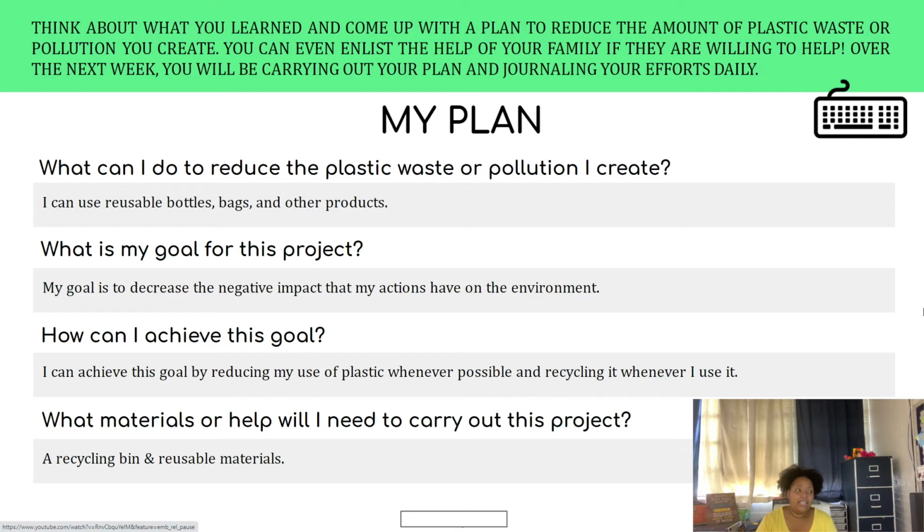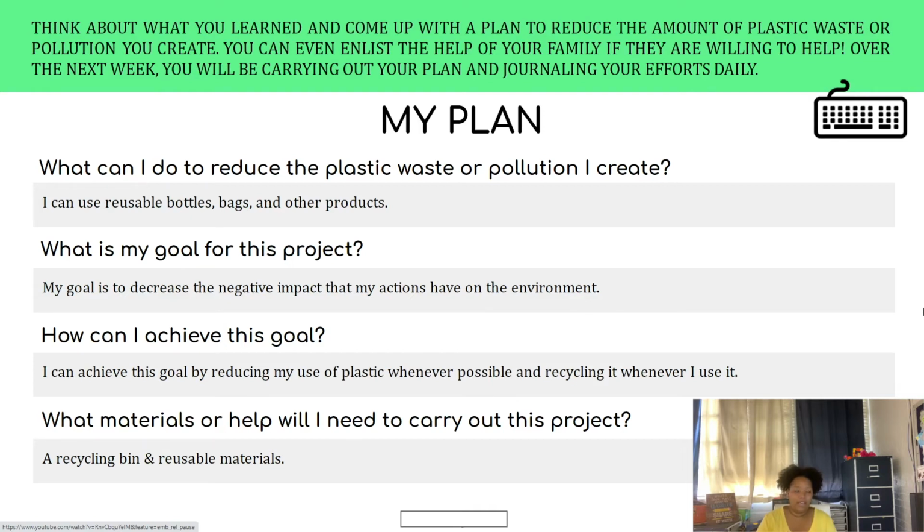The next slide says to think about what you learned and come up with a plan to reduce the amount of plastic waste or pollution you create. You can even enlist the help of your family if they are willing to help. Over the next week, you will be carrying out your plan and journaling your efforts daily.